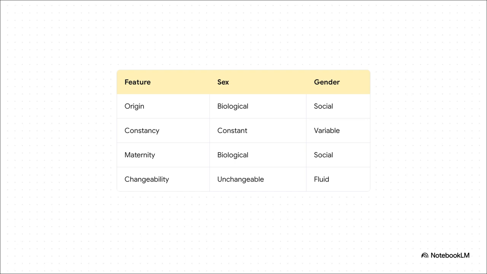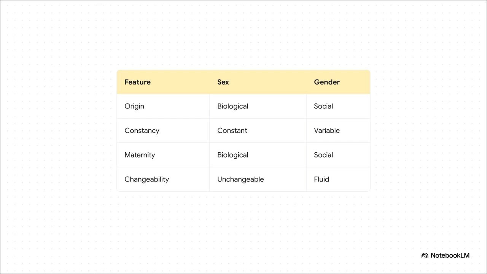Take their origins. Sex is pure, natural biology. Gender is a man-made social construct. And because of that, their constancy is totally different too. Biological sex is constant. A biological male in ancient Rome is genetically the exact same as a biological male living today. But gender? No way. What was considered peak masculinity in 18th century France looks wildly different from what's considered masculine in modern-day Tokyo. It is so fluid.